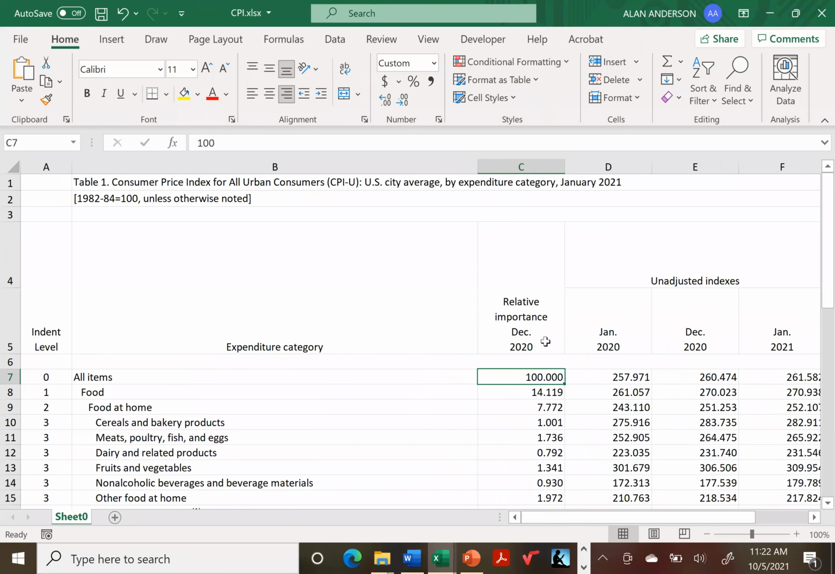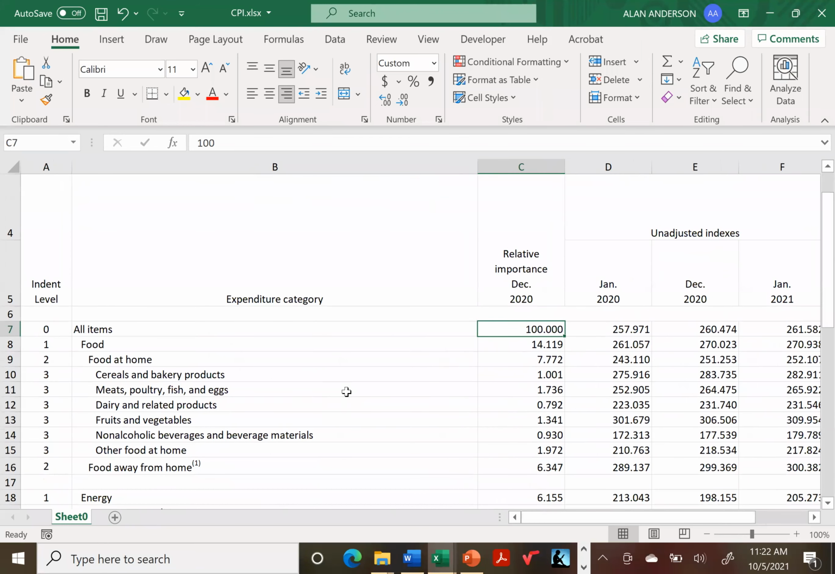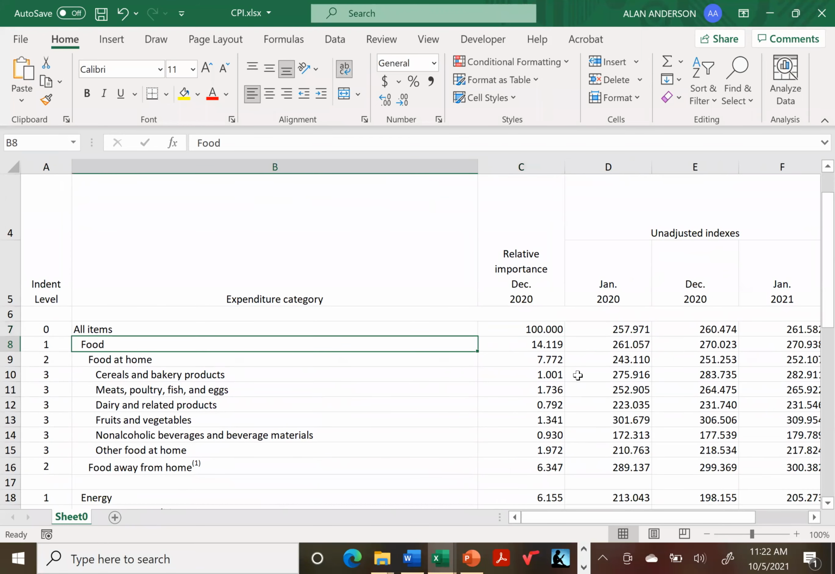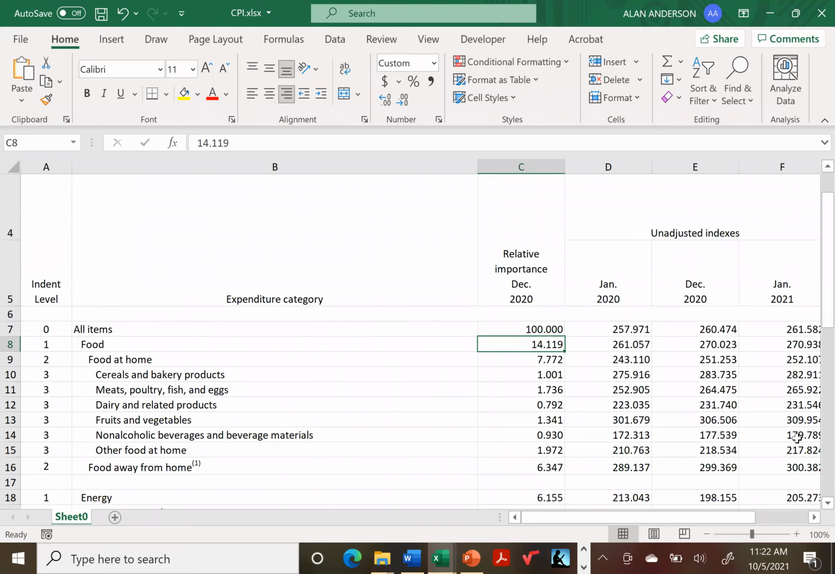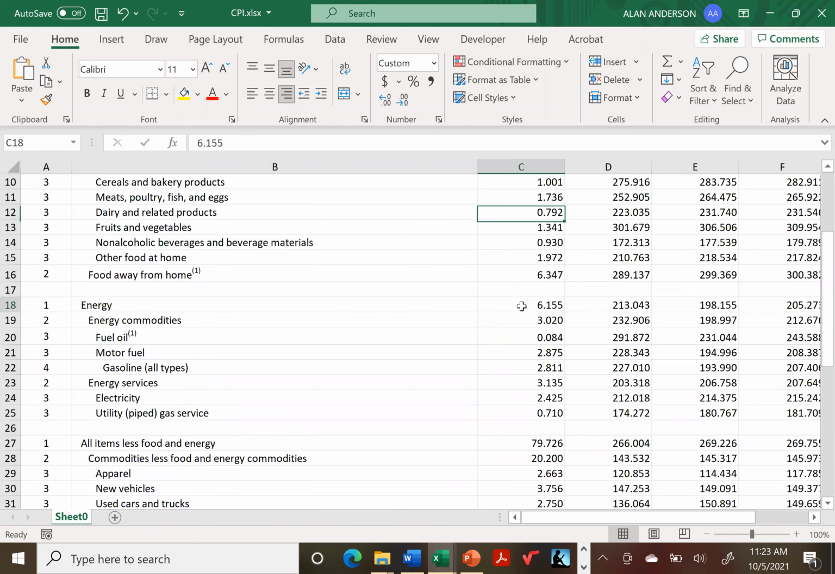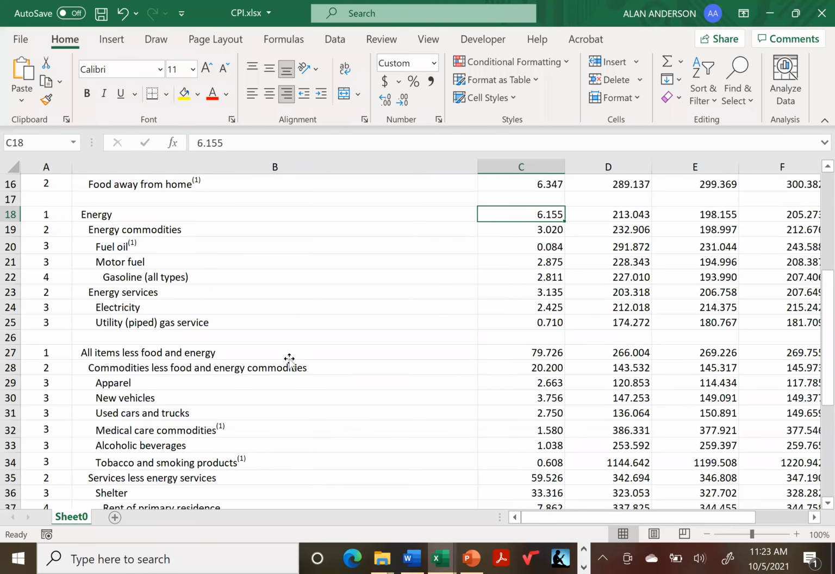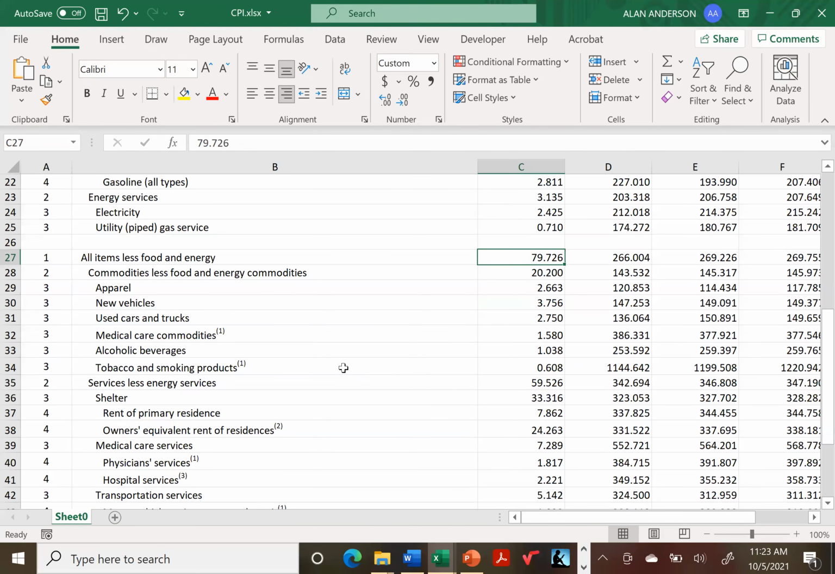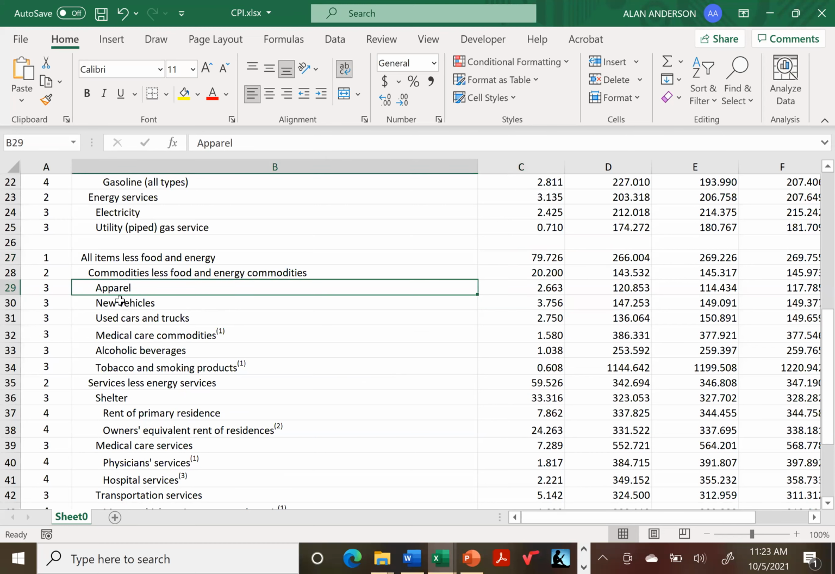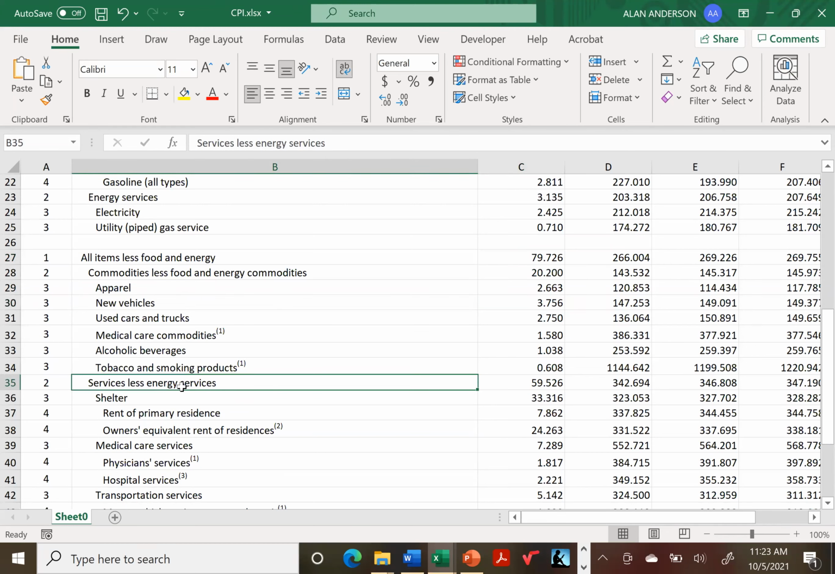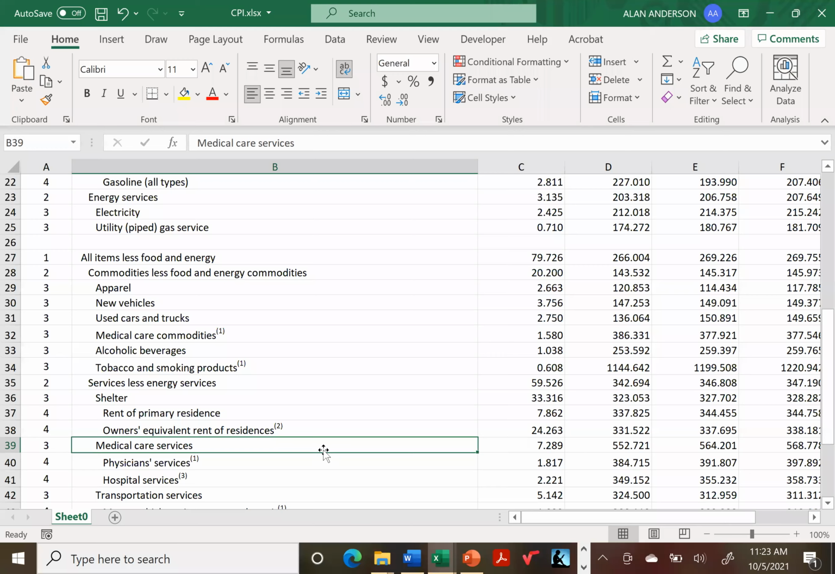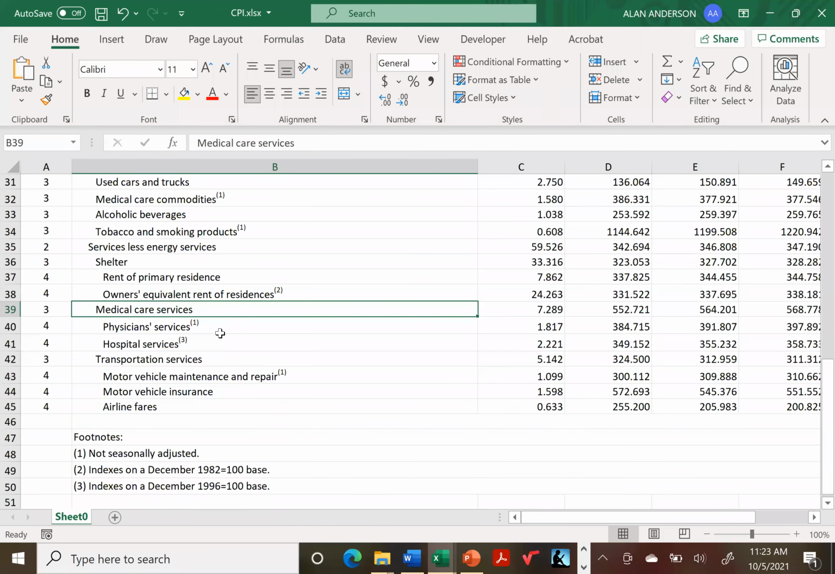Oh, okay. See, what they're trying to do here is say, listen, all items count as 100%. So here's the categories that they're looking at. For example, we have food, which accounts for about 14.19 or 19% of the basket. Energy, about 6.15%. Everything else, about 79.26%, which includes things like apparel and vehicles, services, medical care, rent. All these different categories fall into this category.